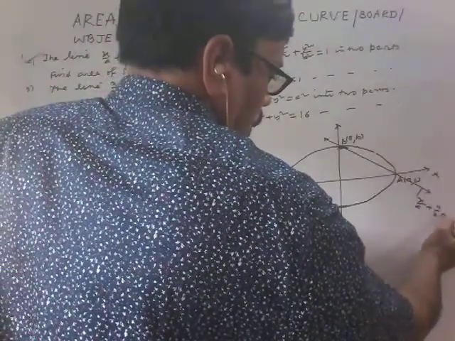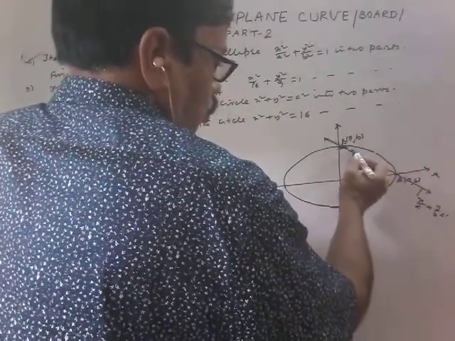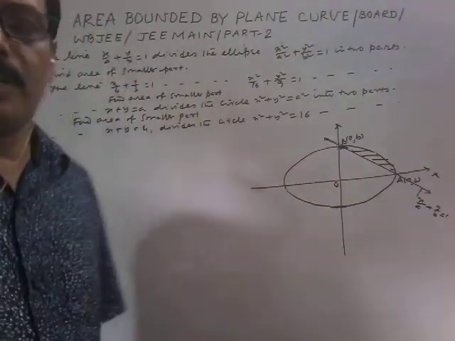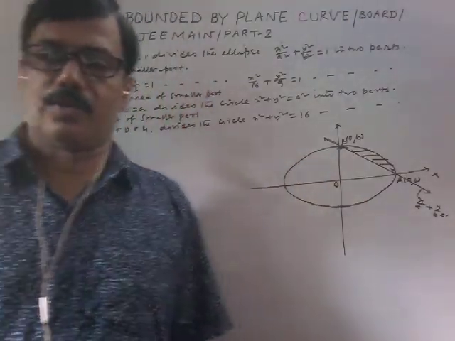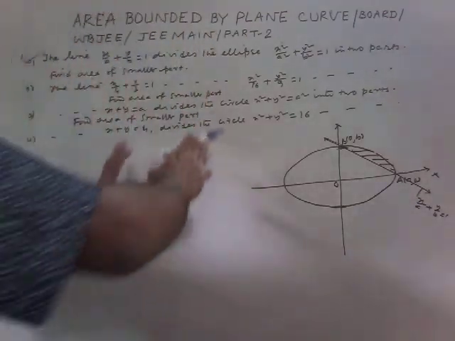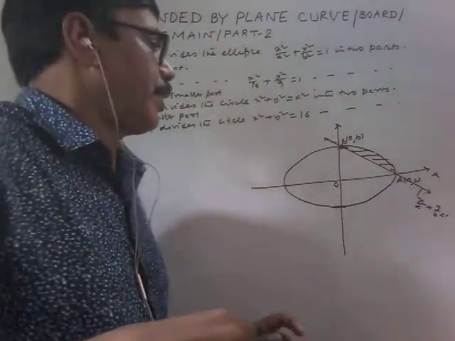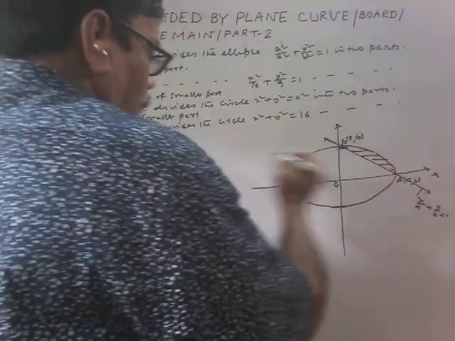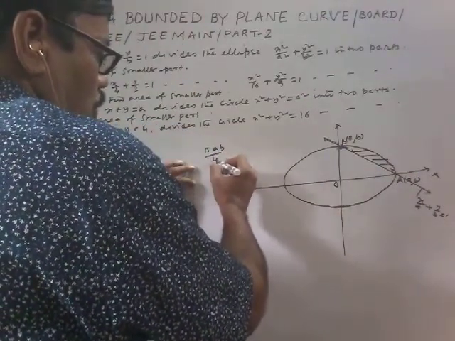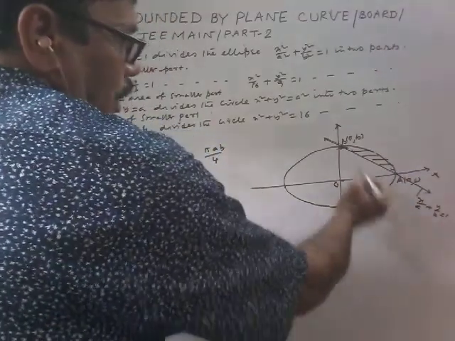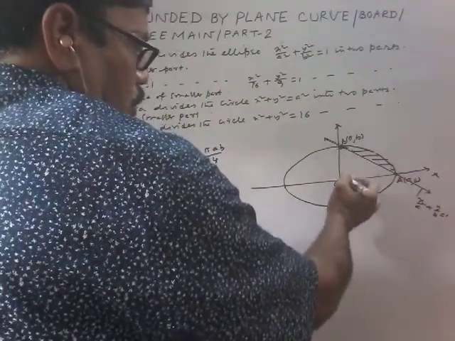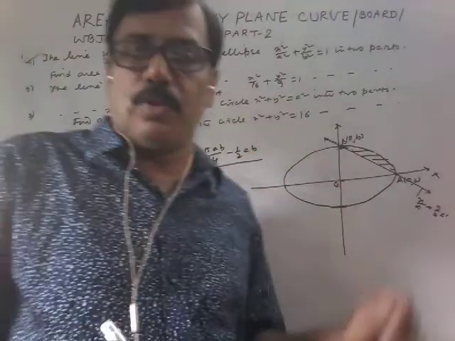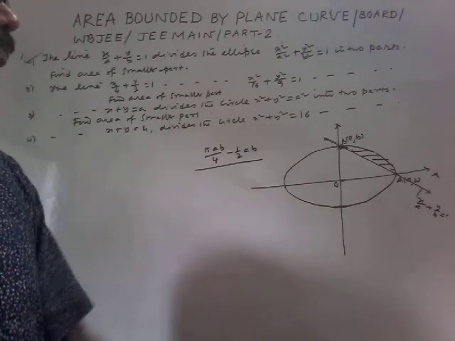Look, this line divides the ellipse into two parts. This is the smaller part and this one is the greater. We have to find the area of the smaller part. If it is a problem of competition, it is very simple. This part is 1/4 of the ellipse, that is pi ab by 4, minus the triangle part, half ab. So the answer is pi ab by 4 minus half ab.